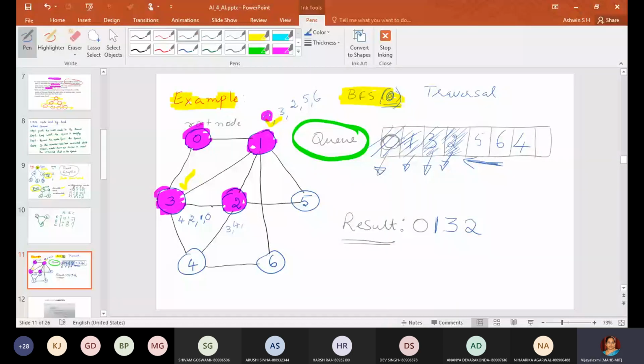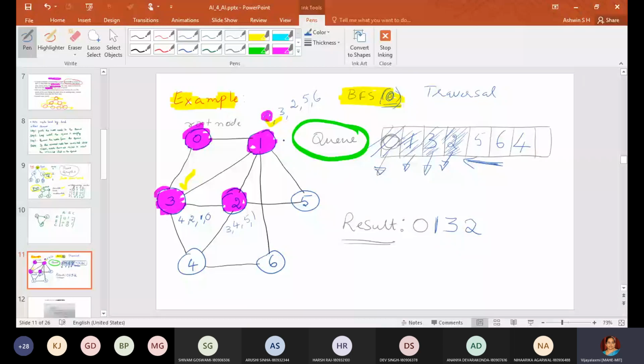3, 4, 5, and 1. These are the child nodes of 2. Out of these, 3 is visited, 4 is already in the queue, 5 is already in the queue, and 1 is already visited. What should I do now? Because I don't have any unvisited child, the loop will continue now.